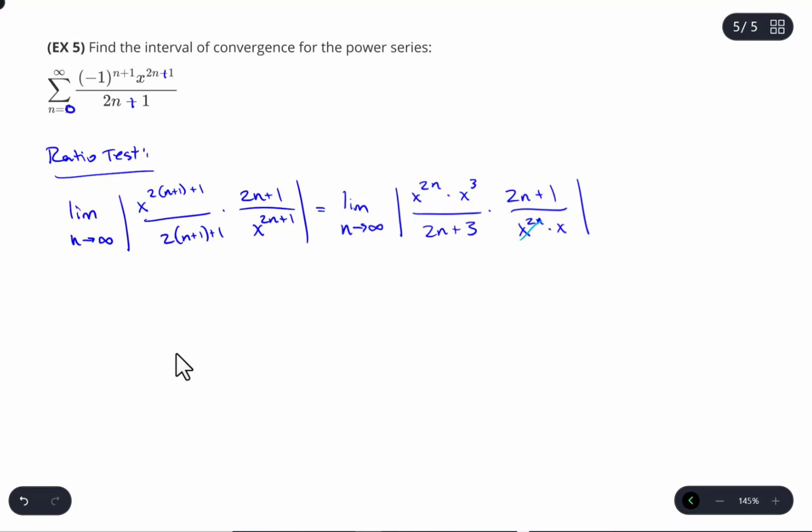Because I can cancel out x to the 2n, then I have x cubed over x, which would leave me x squared in the numerator, and that x squared can actually come out front of this limit because, again, the x is not changing in this case. And I don't particularly need absolute value around x squared. Then it's the limit as n goes to infinity.